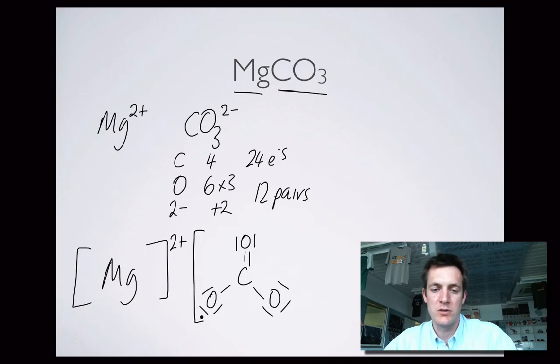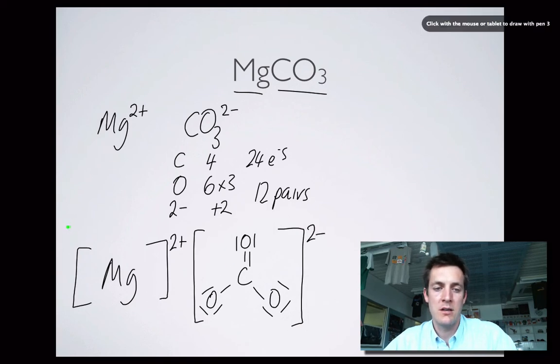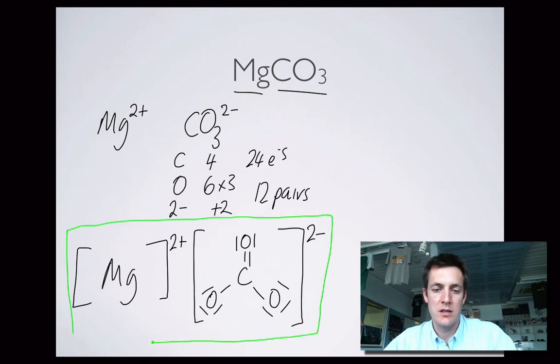Last thing to do is to put a square bracket around it, because I have to show a charge. Whenever there's a charge, there should be a square bracket. So there we are, that thing we see here in the green is the electron dot diagram for magnesium carbonate. This isn't a compound ion, it's just a single metal ion. This is a compound ion.